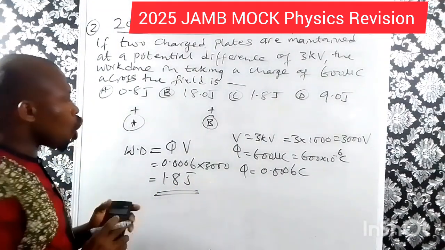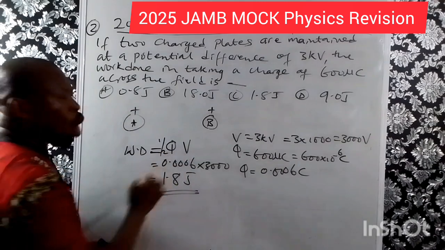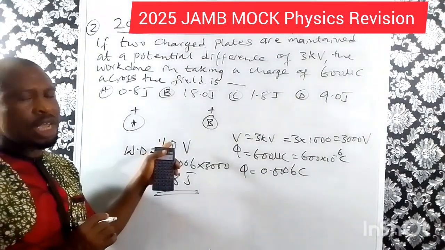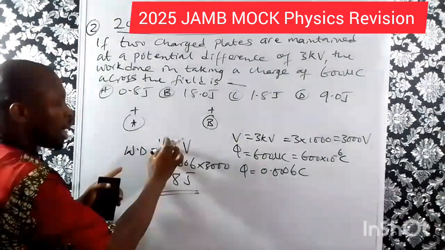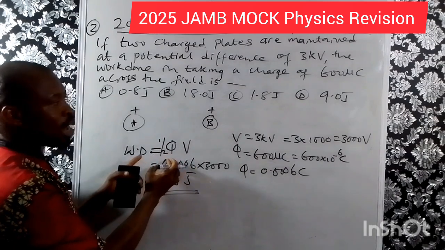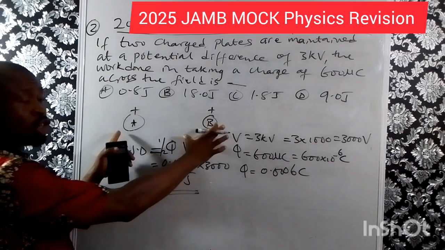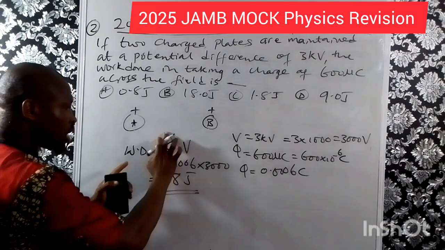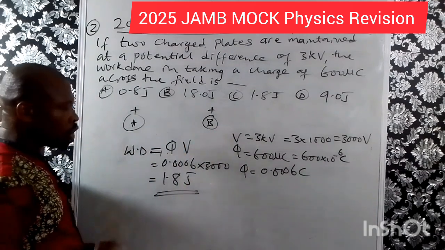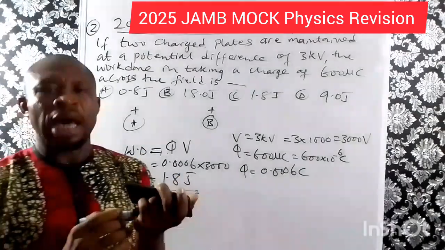Please, on no condition should you use work done, which is half QV. No, because if you want to apply half QV, that means you are bringing an uncharged plate to a charged plate. These two plates are charged. Remove this half. Thank you. Now we'll take another question.